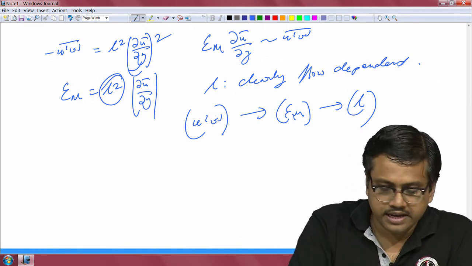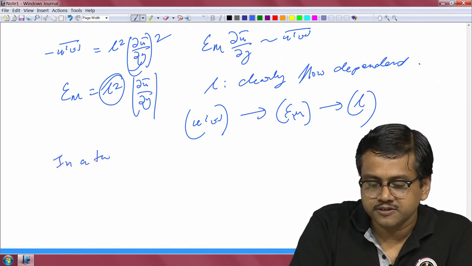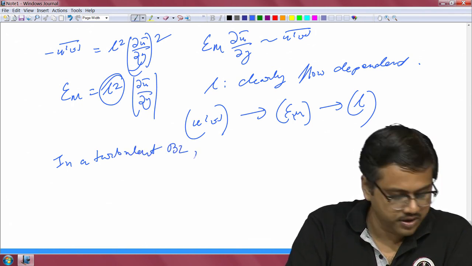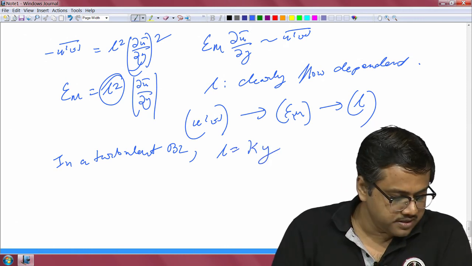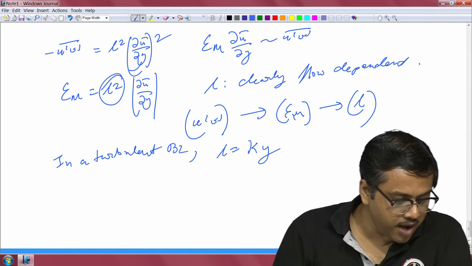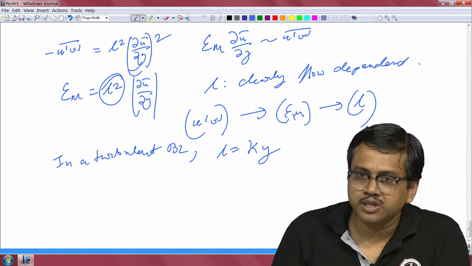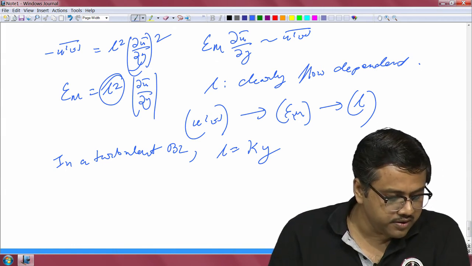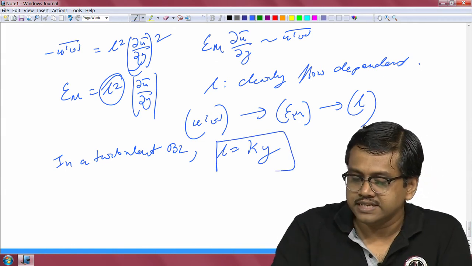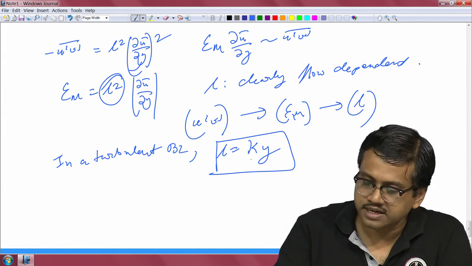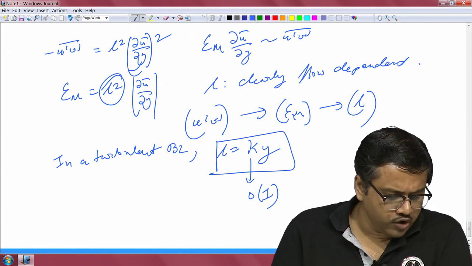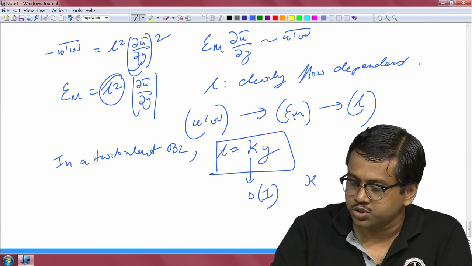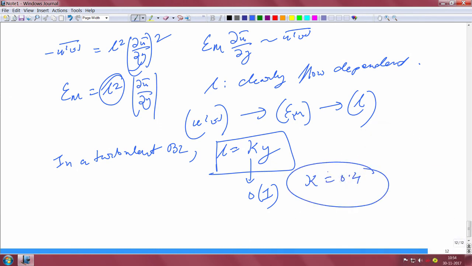In a turbulent boundary layer, however, one can always say that L is equal to some k into y, where k is like an upper bound. The upper bound of L must be the wall, because if you hit the wall, that is the limit. So people normally set it as L equal to k into y. This is an empirical constant which is of the order 1. For a flat plate boundary layer, this k turns out to be about 0.4.